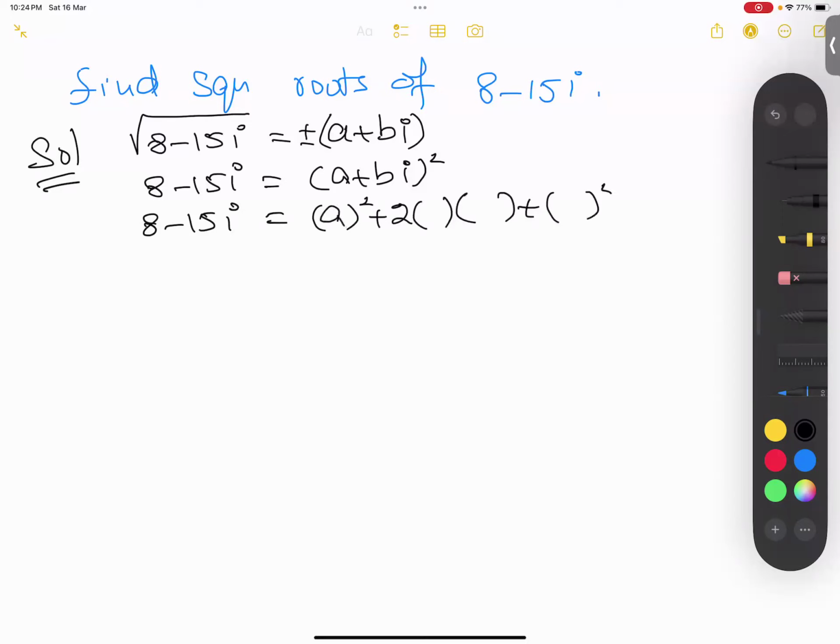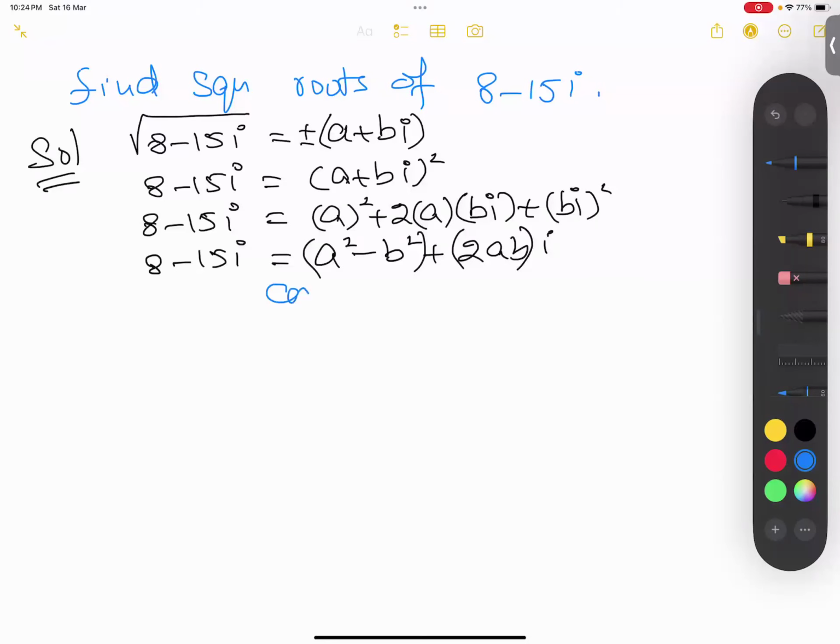Here a comes, here b iota comes. I think this is simple algebra: a square, and this becomes -b square. I'm writing here now, and 2ab iota. This is the complex part, and this is the real part. Now I'm comparing both sides. When I compare both sides, what happens, students?